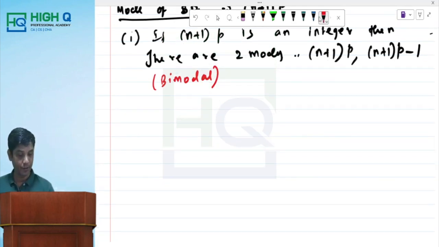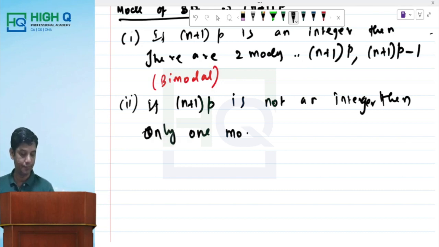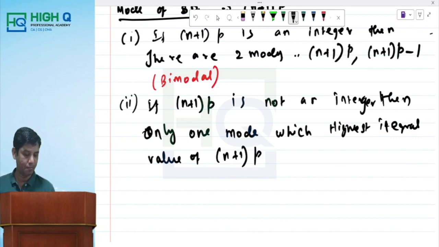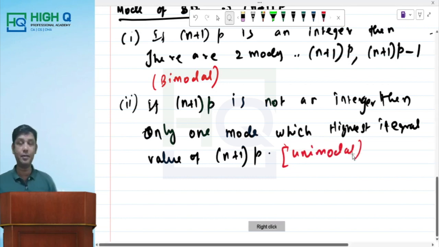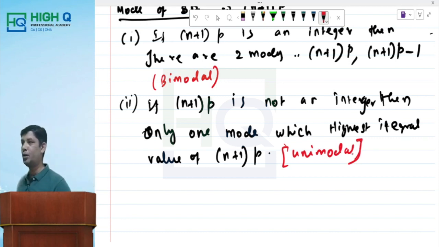Then, what if it is not an integer? If (N plus 1) into P is not an integer, then there is only one mode, which is the highest integral value of (N plus 1) into P. This is unimodal. So from this what do we come to know, my dear? It can be bimodal or it can be unimodal.